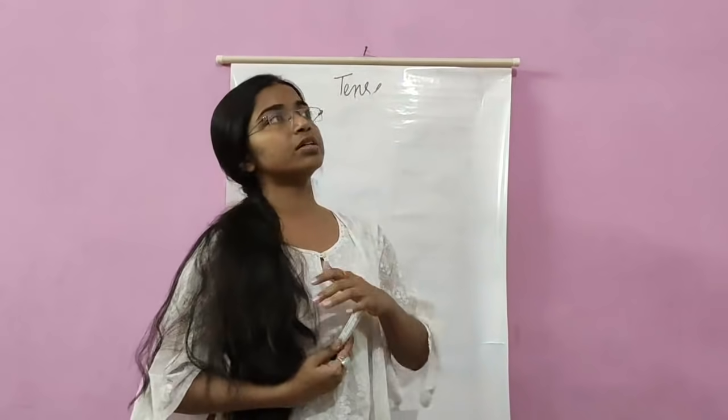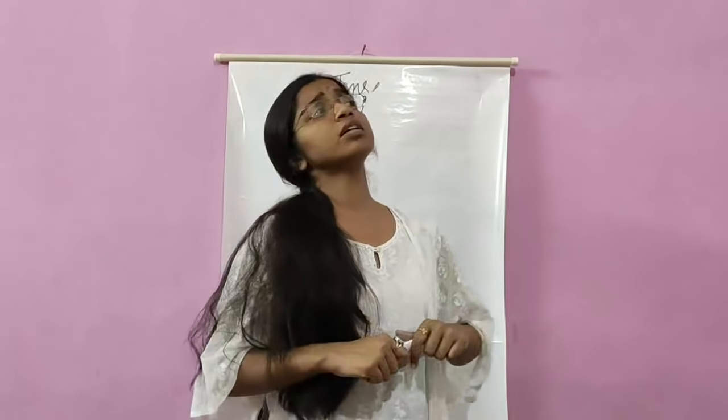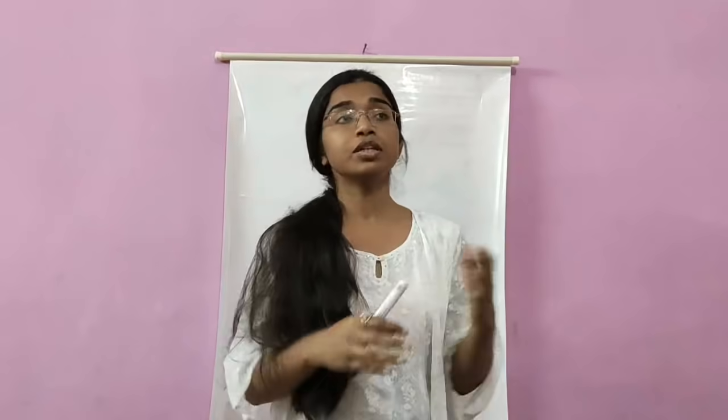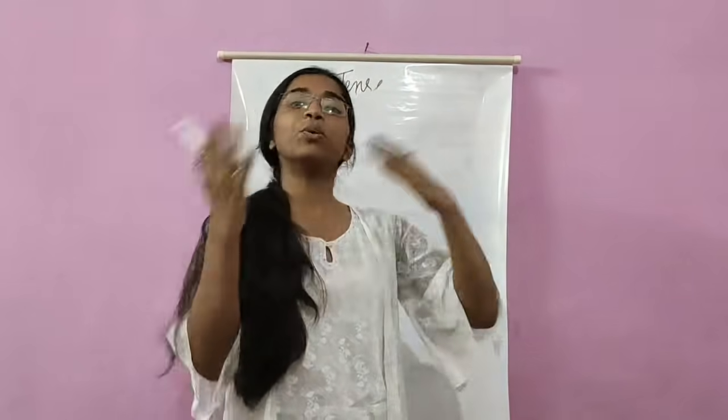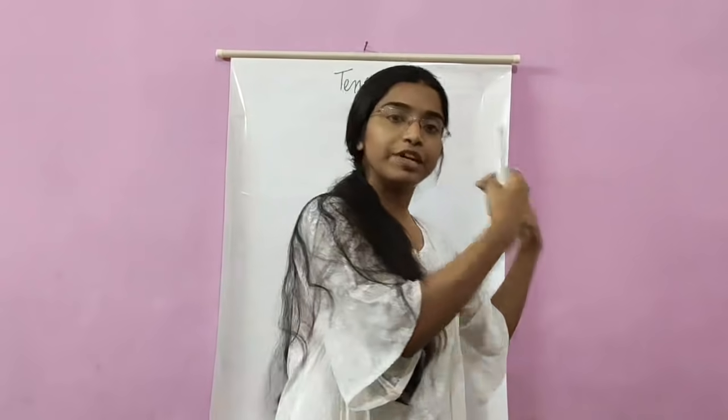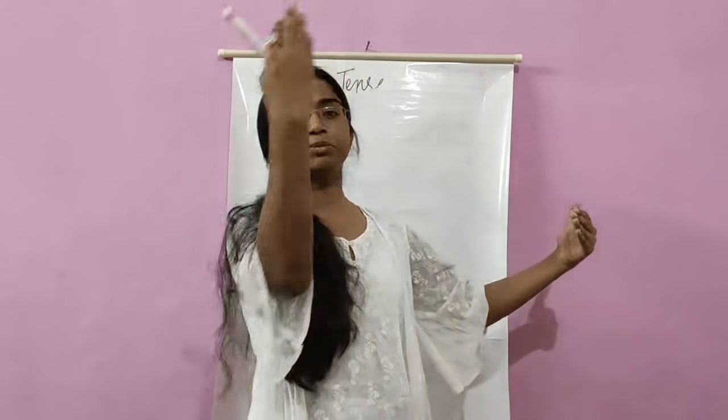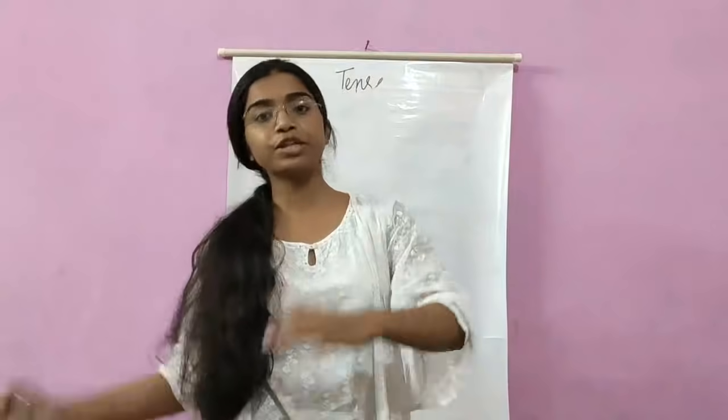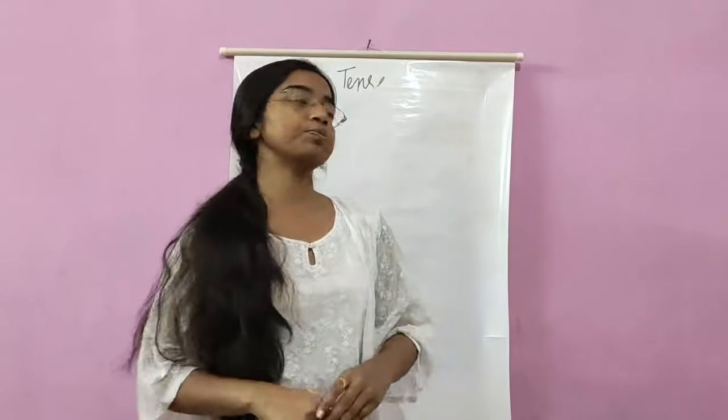Then comes universal truth. The sun rises in the east. It means from the very beginning of the universe, the sun was rising from the east, and it will keep on doing so in the upcoming future also. So all these things, I hope, are clear to you.